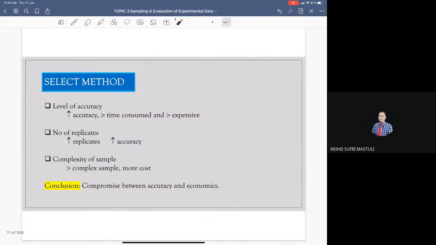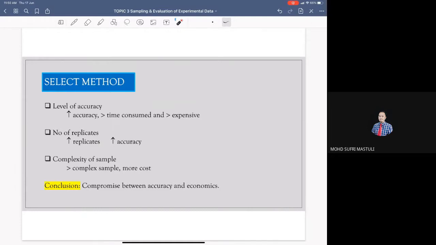Moving on to method selection. Several issues we have to think about when we consider whether to use method A, method B, or method C, etc. We have to think in terms of accuracy, meaning how accurate the result that we obtain later is. If you want a higher accuracy, normally a higher accuracy method will be time consuming and a bit costly. Also, if we think about accuracy, we have to replicate the samples several times. To obtain a higher accuracy of result, we have to do many replications.